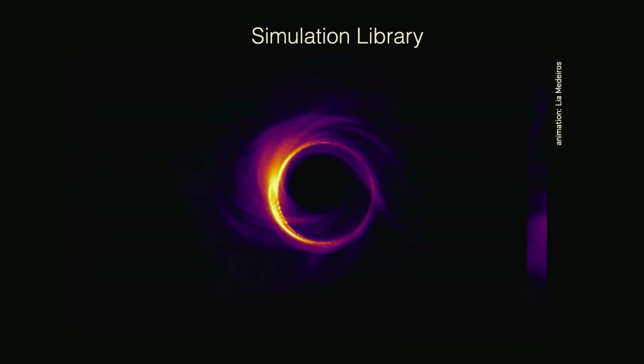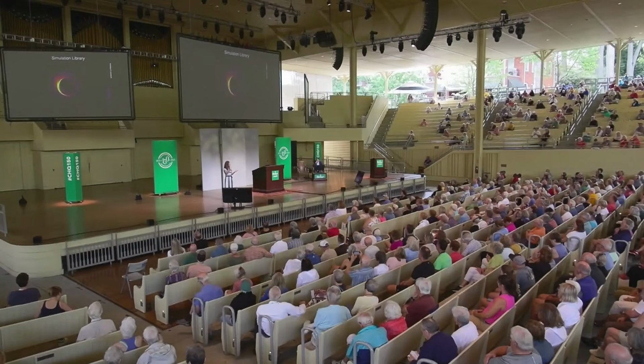We didn't stop there. We built an entire simulation library, asking tons of what-if questions. What if the black hole is bigger? What if it's smaller? What if it's spinning around its axis? What if it's not spinning? What if the magnetic field around it is structured? What if it's tangled? What if the gas is coming at a higher rate than what we think? What if it's coming at a lower rate? What if we're looking at it sideways versus face on?